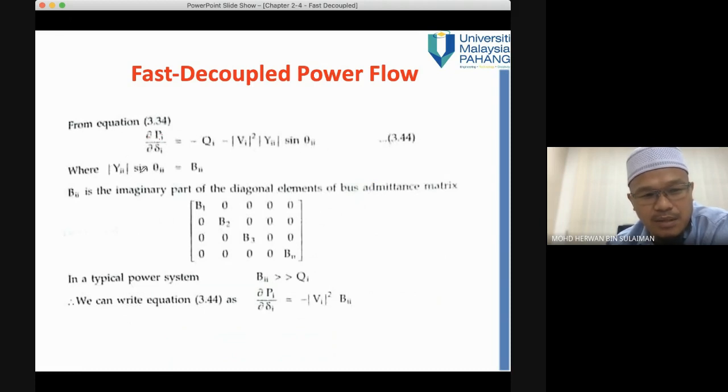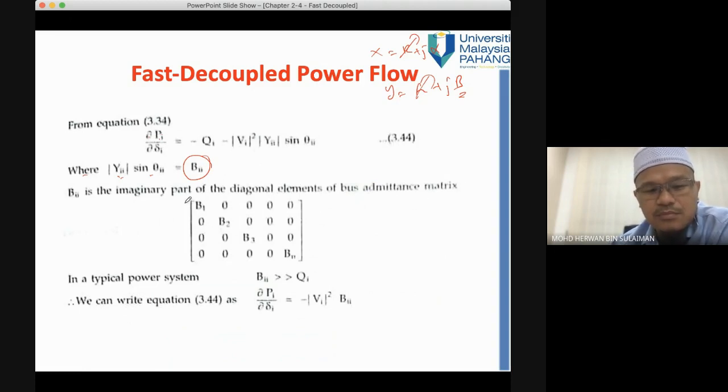Okay, yang mana kita tahu kita punya YII sin theta II ni dia sama dengan value B. Value B maksudnya you punya Y tu. Bila kita inverse dia ialah G plus JB. Ingat kan? So kalau X dia ialah R plus JX. Okay. So since R kita assume kosong, so G ni memang tak ada lah, yang tinggal hanya B. Y equals to B. So that's why dia dapat this value is BII. And then BII is the imaginary part of diagonal elements of admittance matrix.